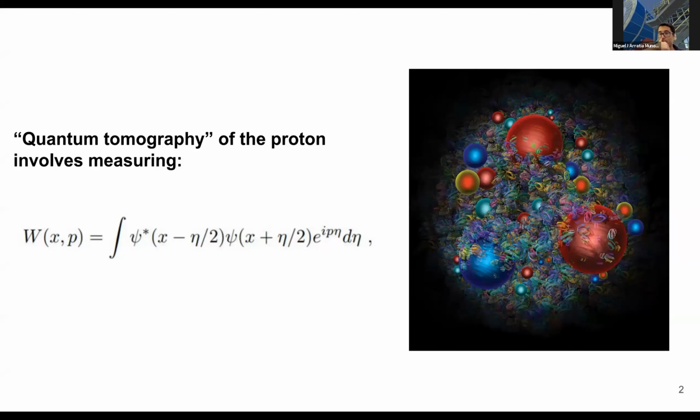C-quarks are actually... they drive some of the key properties of the proton. They determine some of the key properties of the proton, and by doing this quantum tomography, we would actually advance our knowledge of it and try to see what is the origin of those properties.